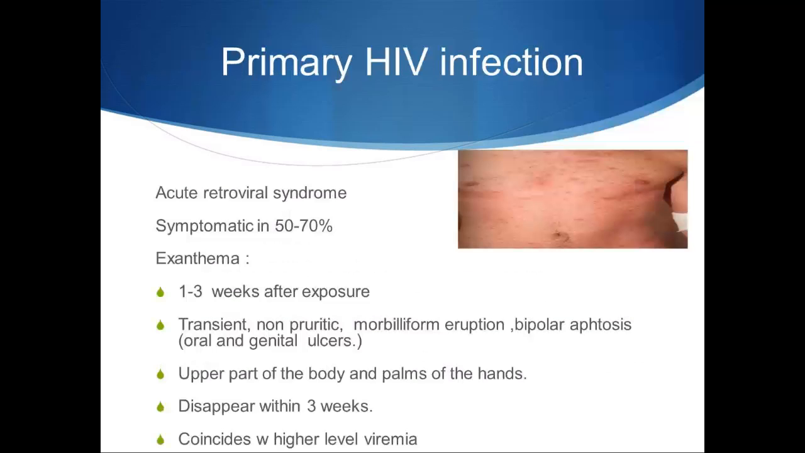So these different dermatological diseases start with the HIV patient from the beginning, 1 to 3 weeks after exposure, even before seroconversion. It's usually encountered in 50 to 70% of these patients as a part of the acute retroviral syndrome. It consists of a transient, non-pruritic, morbilliform eruption with bipolar apoptosis that usually involves mainly the upper part of the body and should disappear within 3 weeks. It was noted that it correlates with a higher level of viremia, and they think that this skin eruption is secondary to the wide dissemination of the virus.